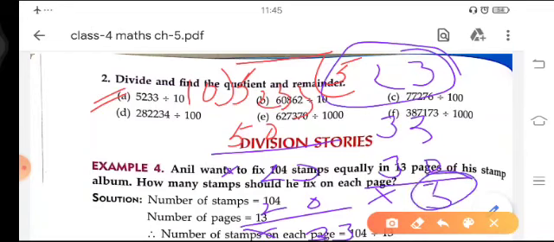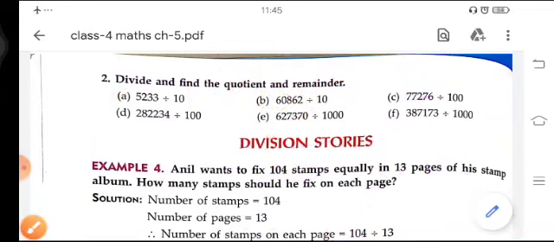Okay, so similarly like this you have to solve the division. You have to apply the division for the other parts of this exercise. Okay, hope you understood how you have to divide the numbers, and how you will apply the formula to check your answer after the division.